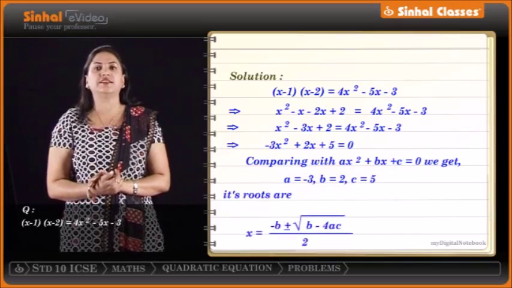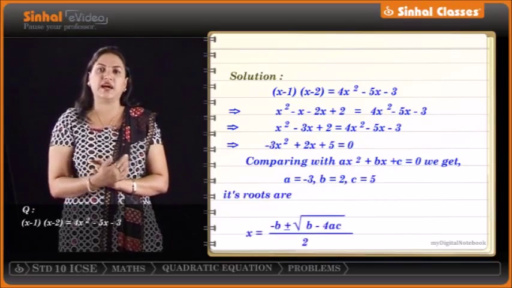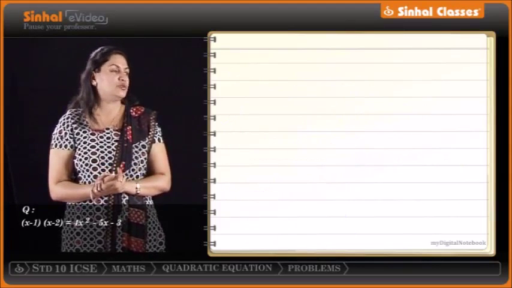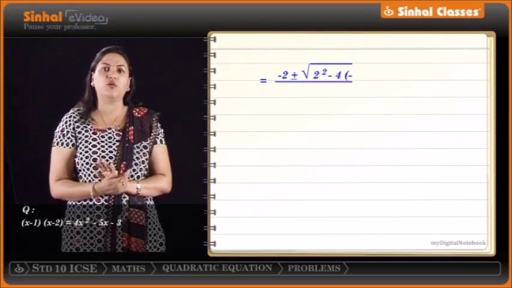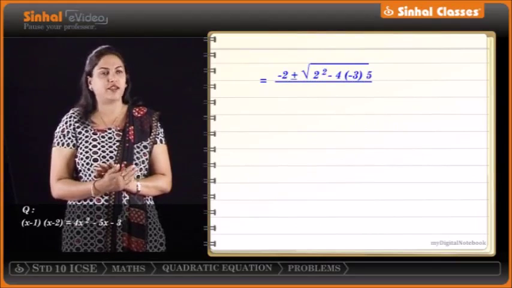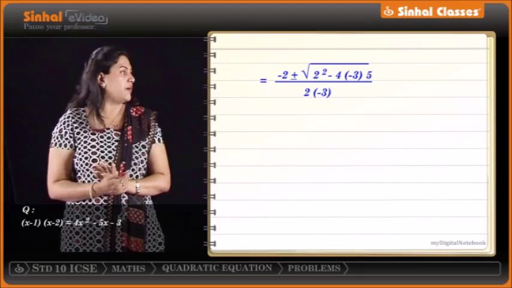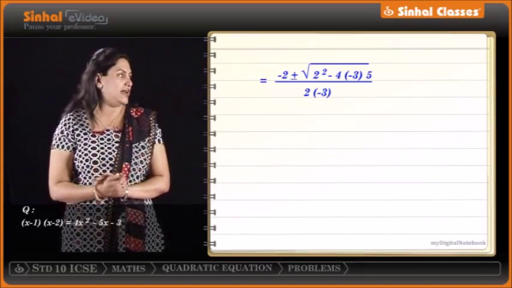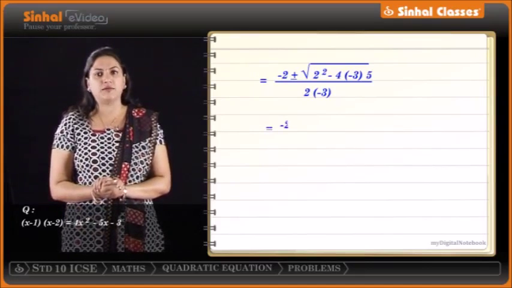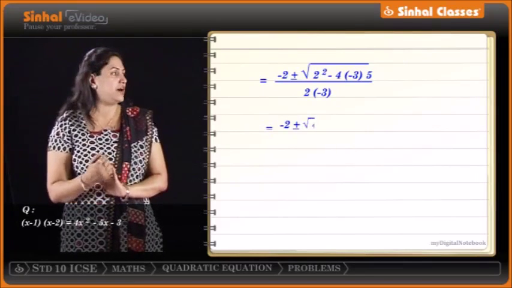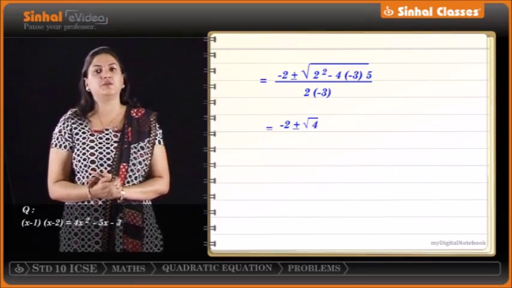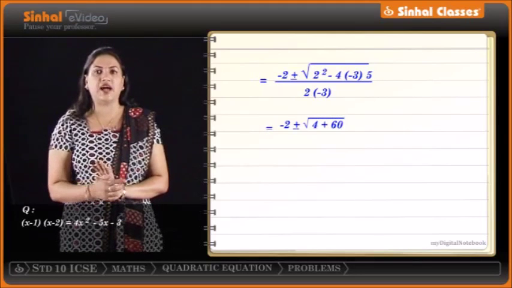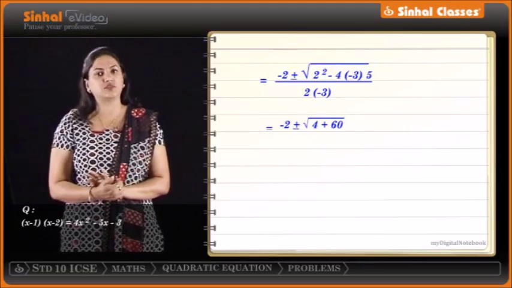We substitute these values of a, b and c in that formula to get minus 2 plus or minus root 2 square minus 4 into minus 3 into 5 upon 2 into minus 3, which is simplified as minus 2 plus or minus, now 2 square is 4 and that minus 4ac term becomes minus 4 into minus 3, plus 12 into 5, plus 60.